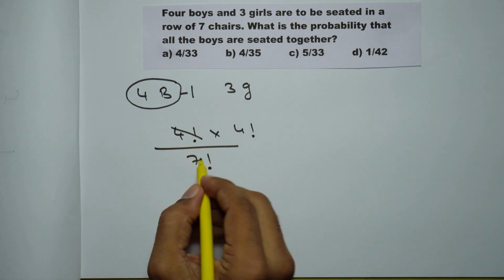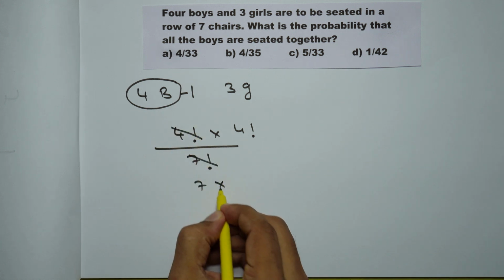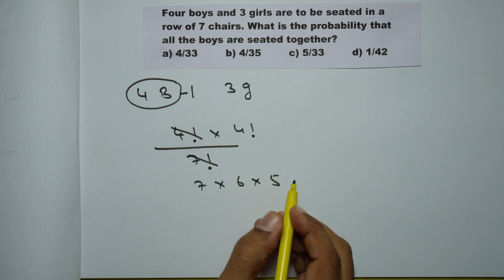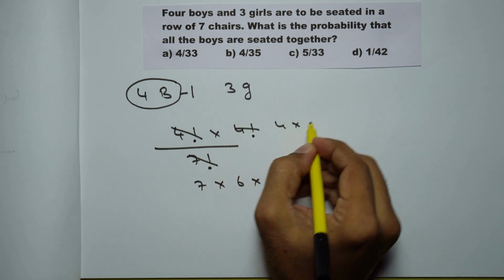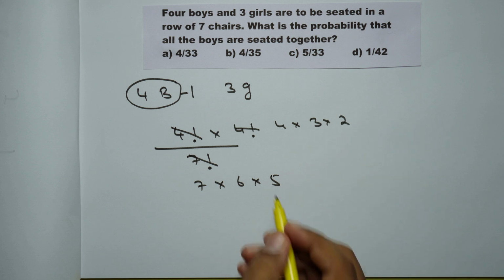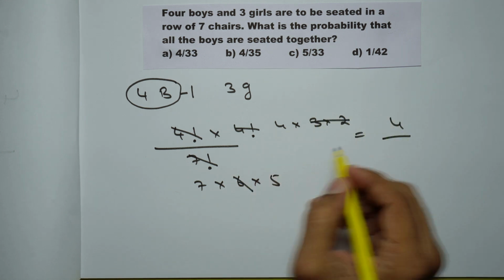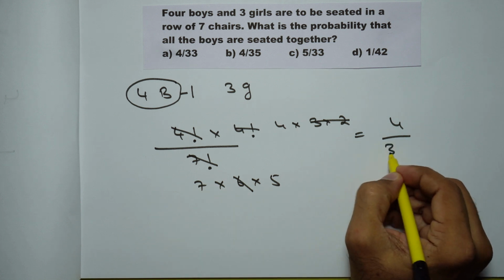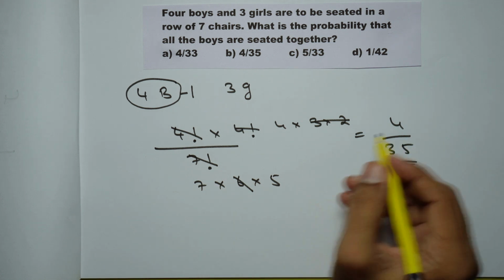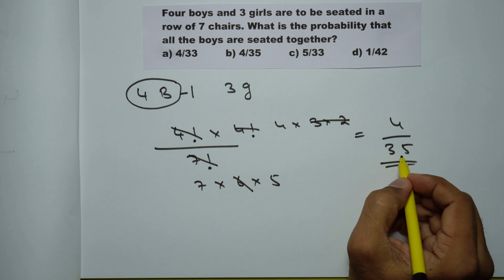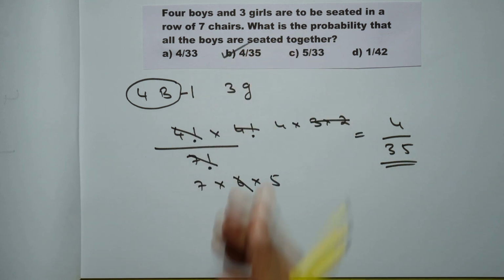I'll cancel out 4 factorial here. So remaining will be 7 into 6 into 5. 4 factorial is 4 into 3 into 2. 3 into 2 is 6, I'll cancel with the 6. So remaining 4 is there out of 7 into 5, 35. So the required probability is 4 out of 35, option B.